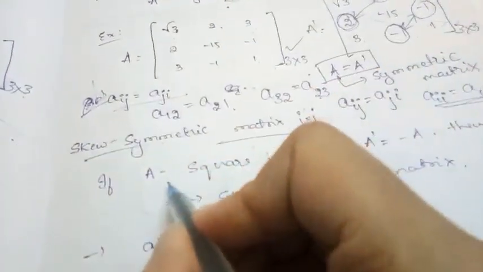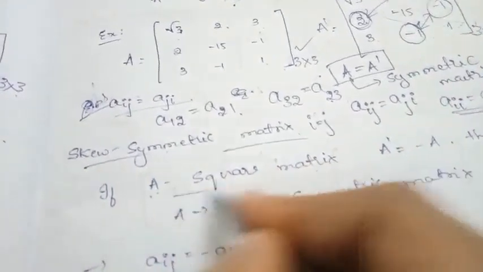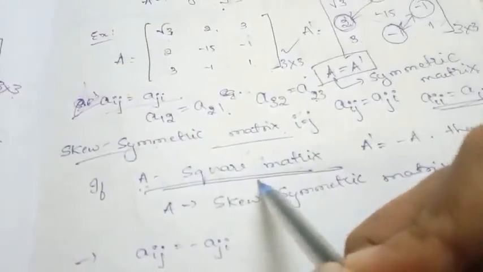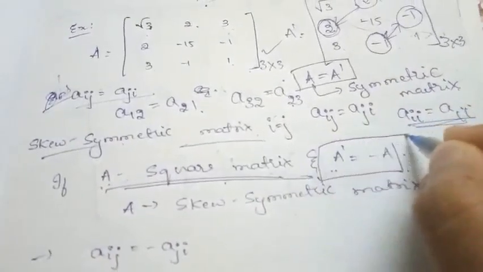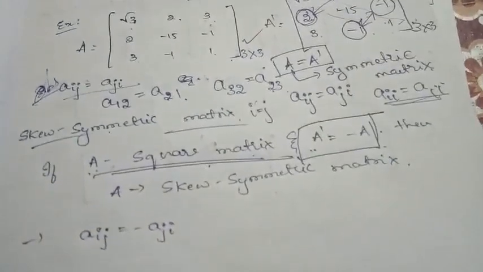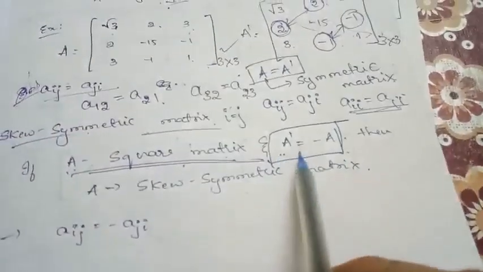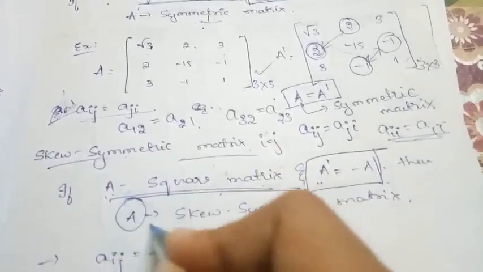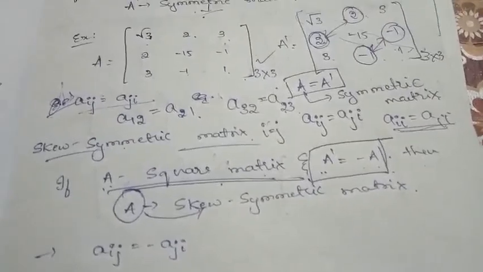You can see again here, if A is a square matrix, again you should make sure that the given matrix must be a square matrix. If it is a square matrix, proceed. That is, if A is a square matrix and A transpose is equal to negative of the given matrix. What was here? A transpose is equal to A, but here A transpose is equal to negative of the given matrix. Then matrix A is said to be a skew symmetric matrix.